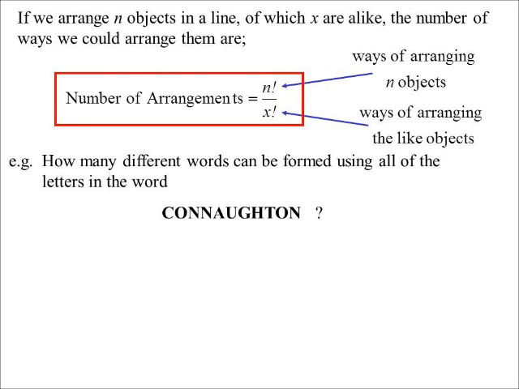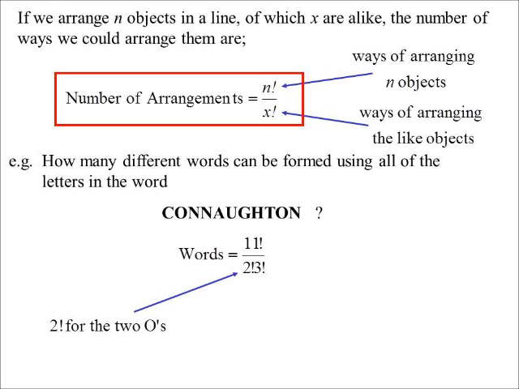Okay, here's a good word, Connorton. A student I taught many years ago, but I thought the name was good. Look at all those doubling up letters and things. So how many different words using all the letters in Connorton? Well, all up there's how many letters? 1, 2, 3, 4, 5, 6, 7, 8, 9, 10, 11 letters all up.